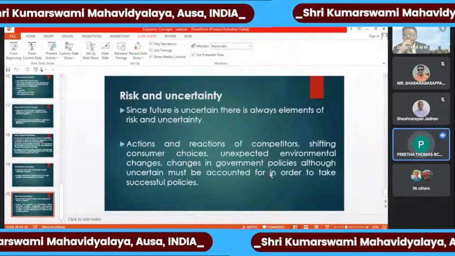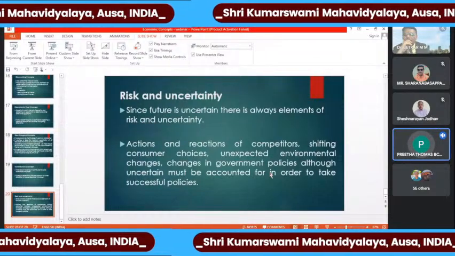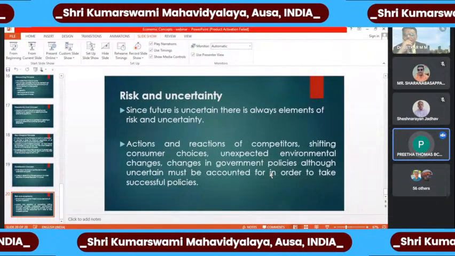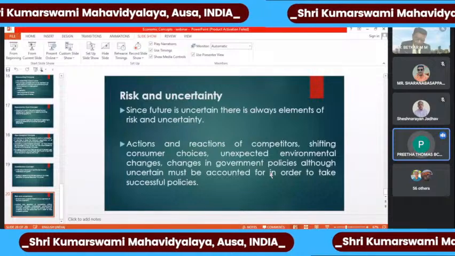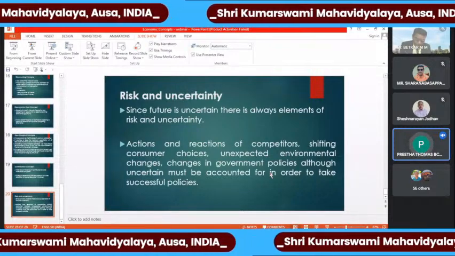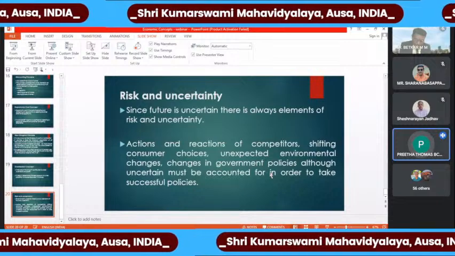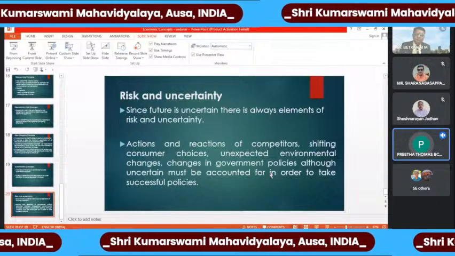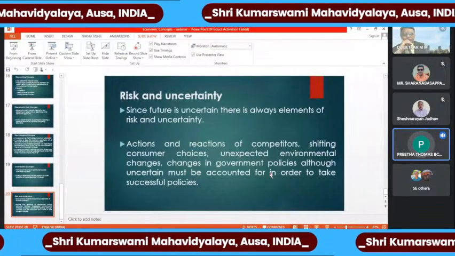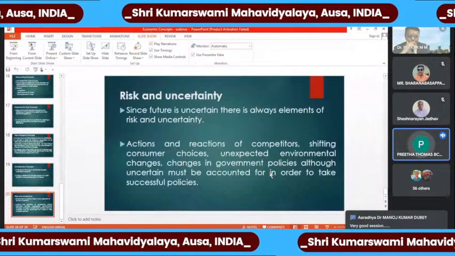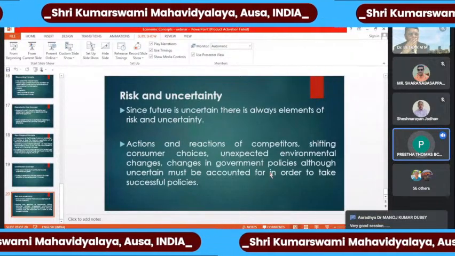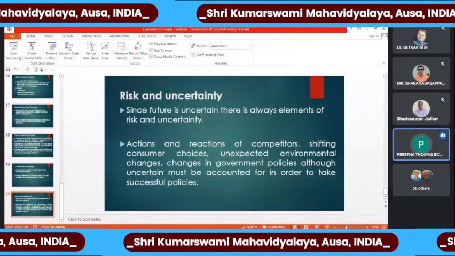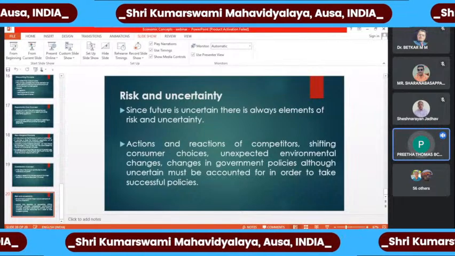Okay, and the last, I think I'm running out of time also. The last concept is the concept of risk and uncertainty. We already said the future is uncertain, right? There is always an element of risk and uncertainty. But the problem is we use the words risk and uncertainty interchangeably. There is a clear-cut difference between risk and uncertainty. Uncertainty means we don't know what is going to happen in the future. We don't have any idea of what is going to happen in the future. That is known as uncertainty.